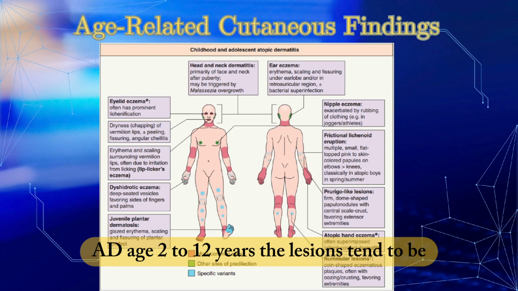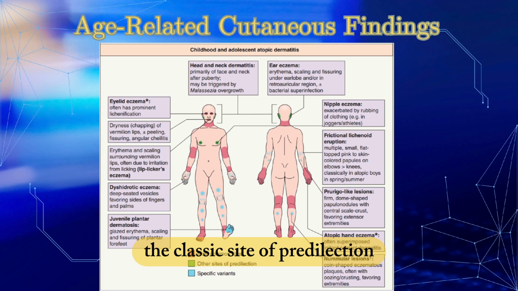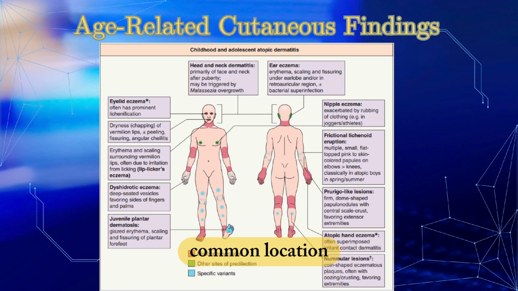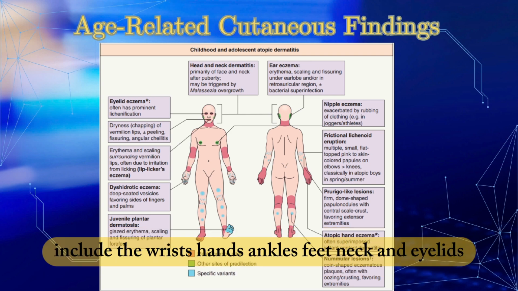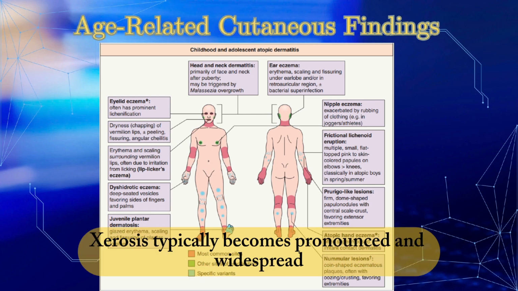In childhood AD, age 2 to 12 years, the lesions tend to be less exudative and often become lichenified. The classic predilection sites are the antecubital and popliteal fossae, flexural eczema. Other common locations include the wrists, hands, ankles, feet, neck, and eyelids. Although any area can be involved, xerosis typically becomes pronounced and widespread.